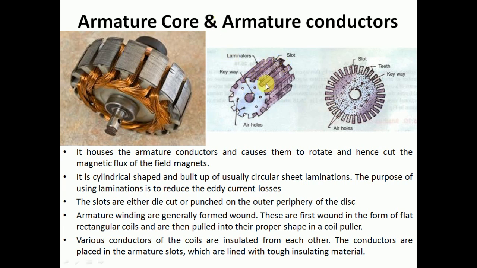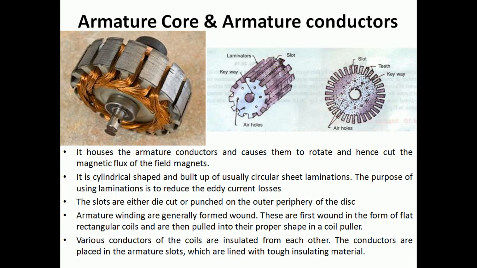Many slots are made at the outer periphery of the armature. It is in these slots that the armature conductors are accommodated. So when this armature core is rotating, the armature conductors will be cutting the flux lines and EMF gets induced in them. If you look here, a hole is provided at the center of the armature. This is to fix the armature shaft, and numerous air holes are also provided for ventilation purposes.